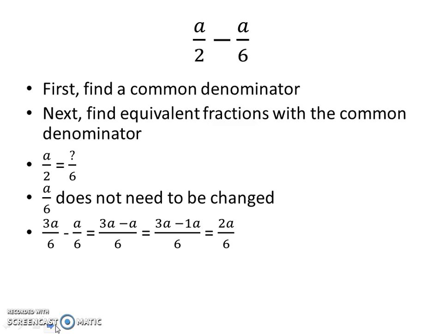But is that simplified? Well, both of them are going to have a common factor of 2, so if I divide both by 2, I'm going to be left with a over 3, which is my final answer.